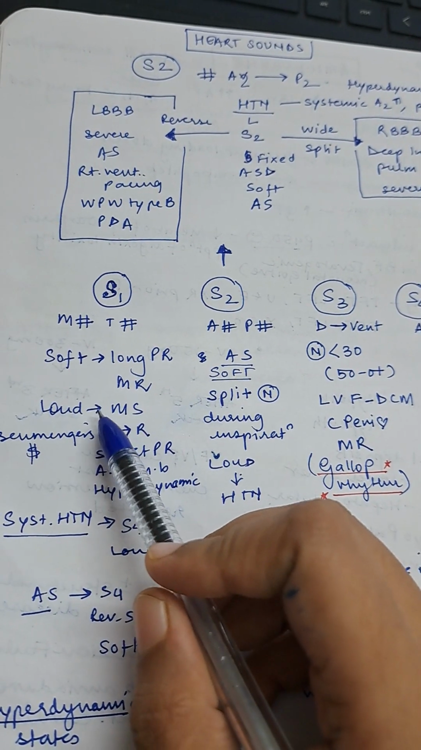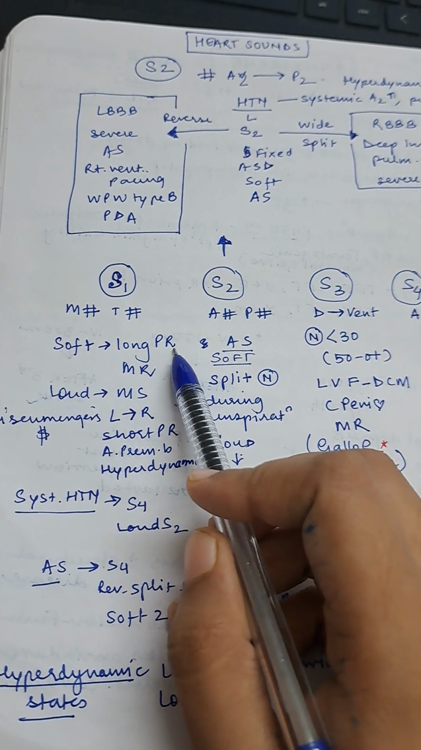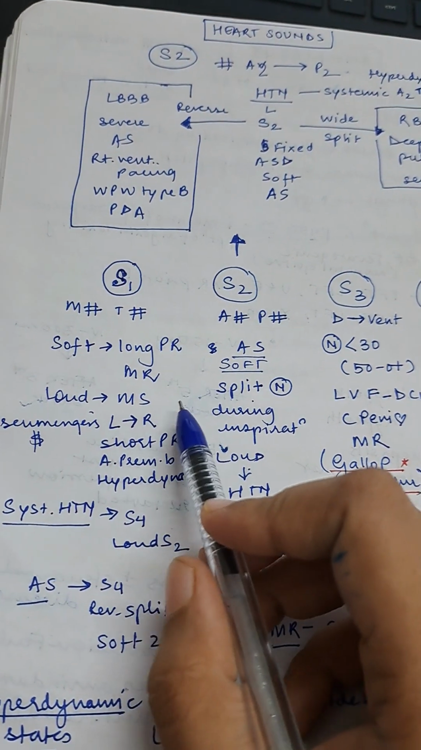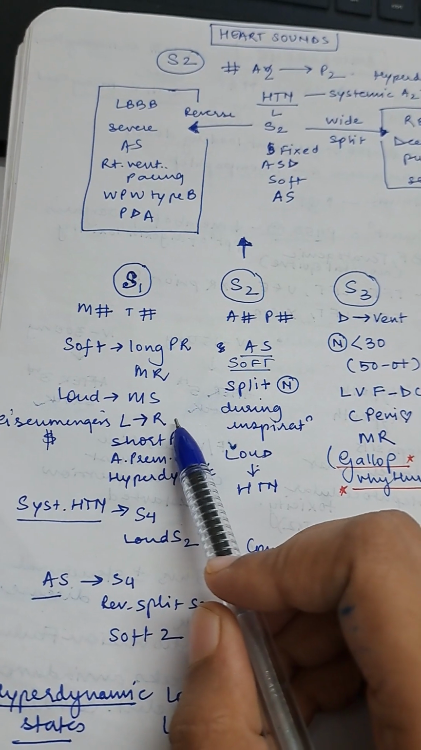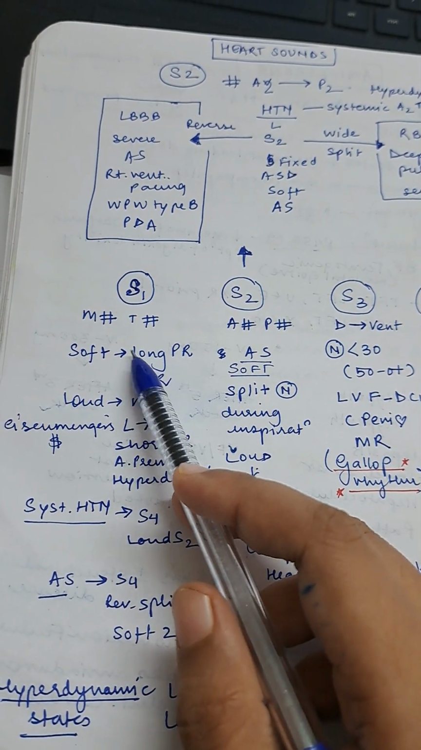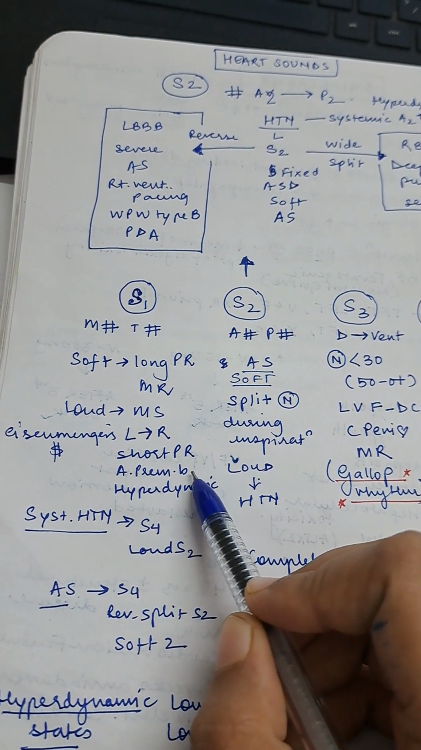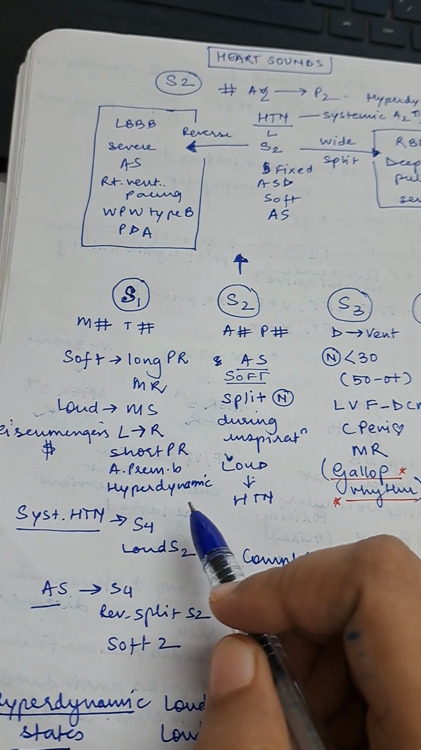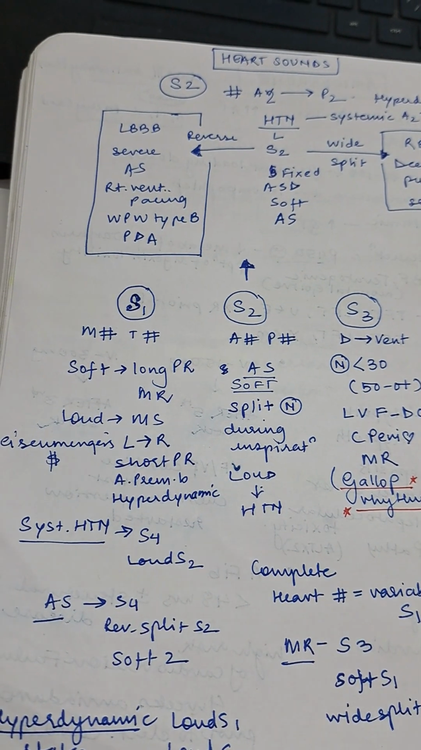It can be soft or loud. Soft is when the PR interval is long and mitral regurgitation is there. It is loud in mitral stenosis, in Eisenmenger syndrome, and in left to right shunts. Short PR, it will be loud. So that is how you'll remember this. And atrial premature beats will have loud S1, and hyperdynamic states like pregnancy and anemia will have loud S1. So this is one of the most common heart sounds which you will encounter in your clinical practice.